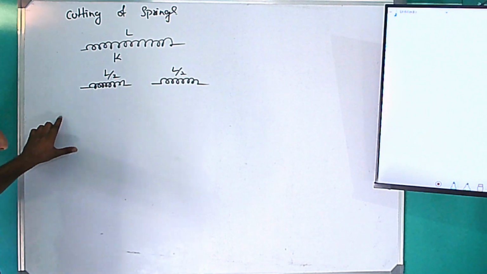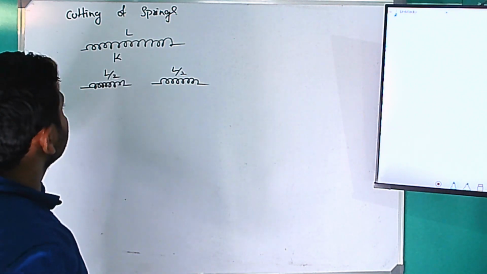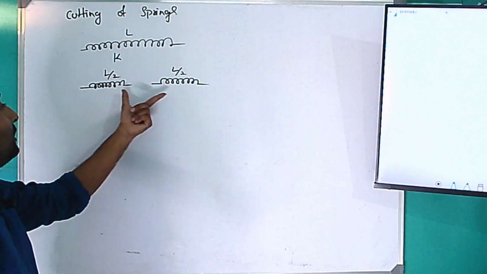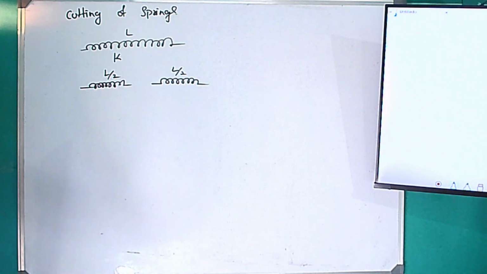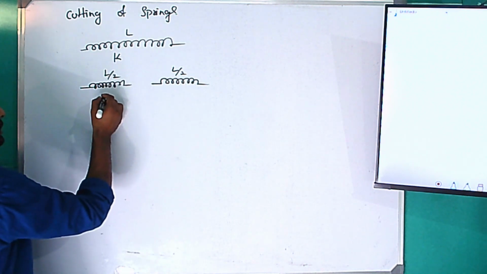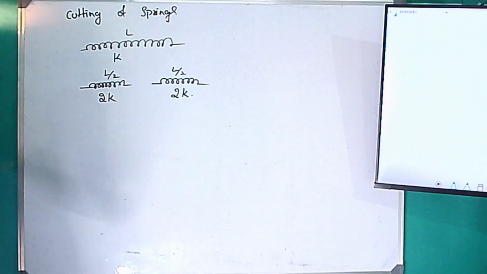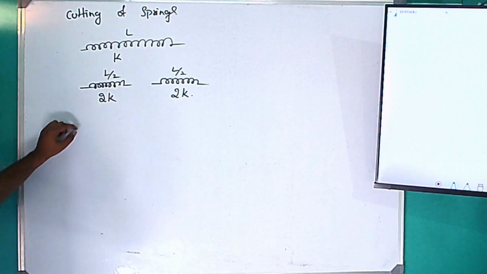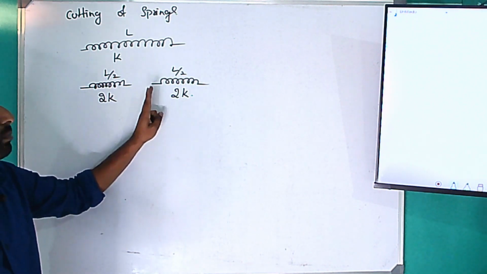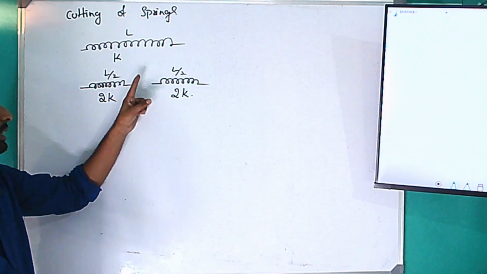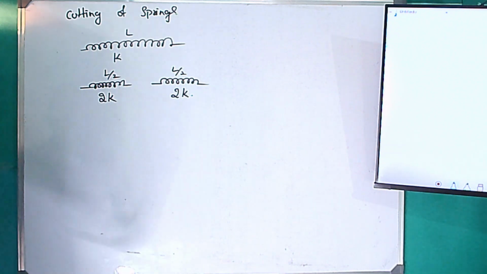The spring is cut into two parts, such that each part has the length of L by 2. Now the spring constant of each part will be 2K. So this will be 2K, and this will be 2K. So how is it possible? Let us see. First let us look at this. Let us see what new spring constant and what length we get depending on how we cut. Cutting of spring into two parts.